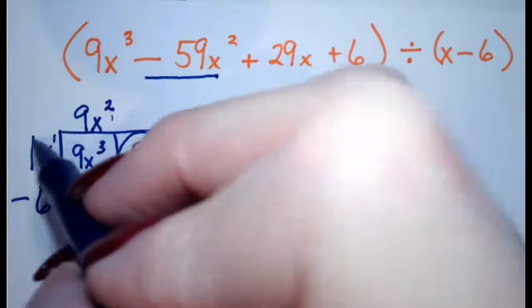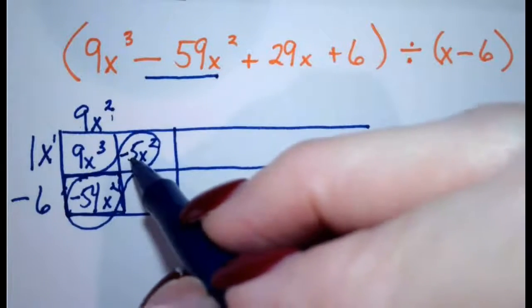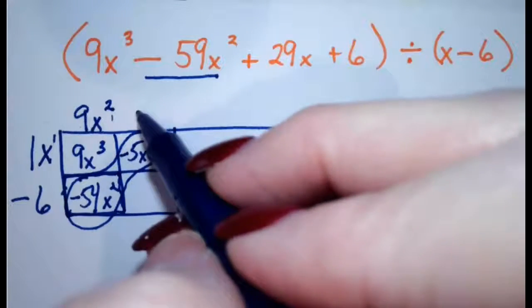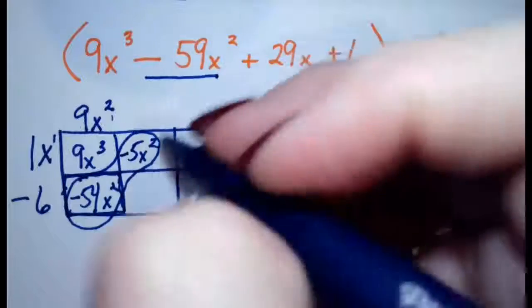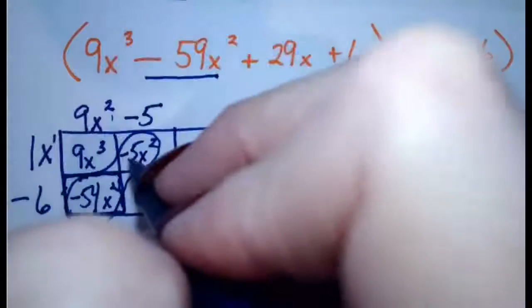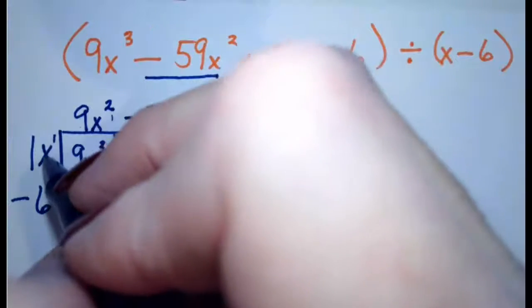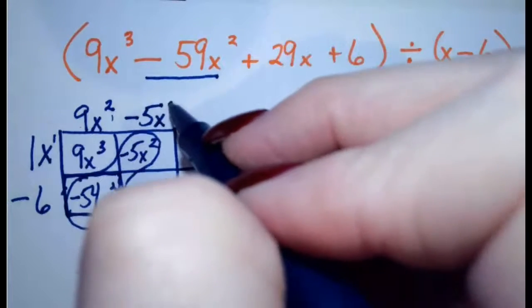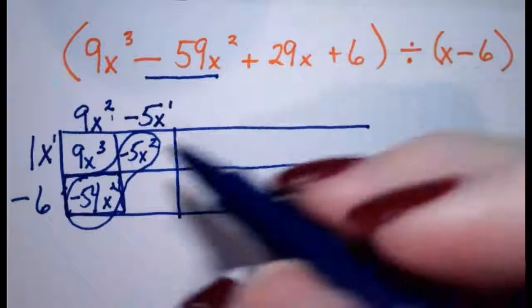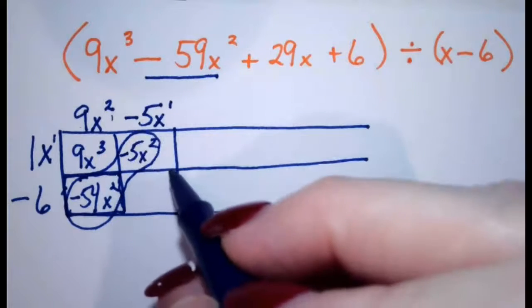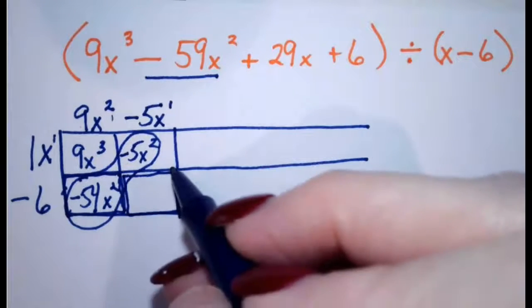This times 1 is negative 5. Whatever is sitting right here, times 1 is negative 5. So that's negative 5. Negative 5 times 1 is negative 5. I need 2 x's. I've got 1 right here, so I'm going to need 1 more right there. And if I have this, I can now do this box right here, can't I?